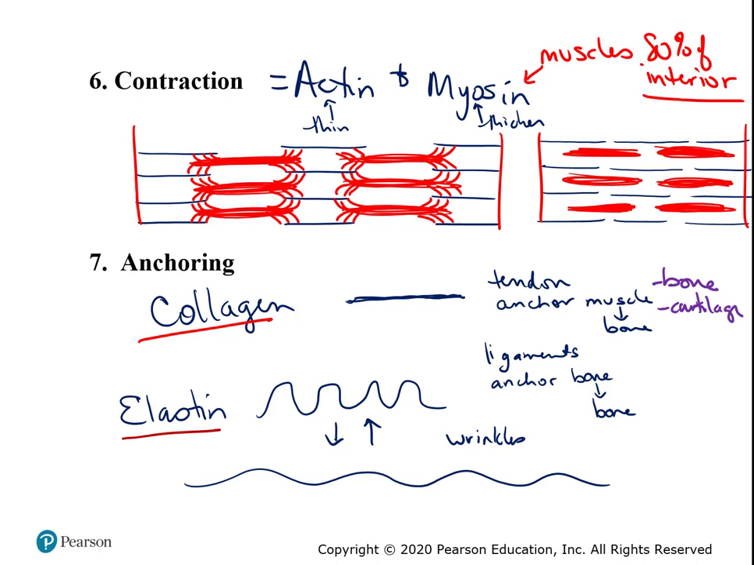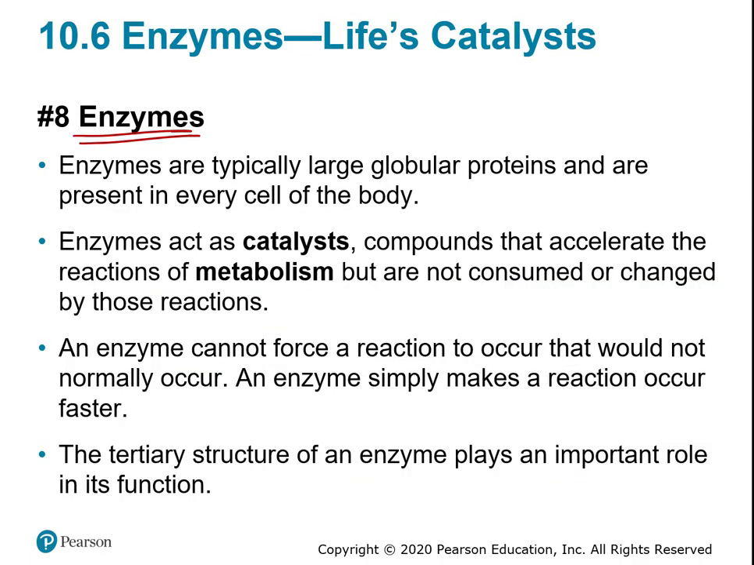Why you end up having folds in the skin is because of loss of elastin over time. But then that leads us to number 8. The last one is an enzyme. We've talked about enzymes. We talked about enzymes in Chapter 5 and mentioned them again.